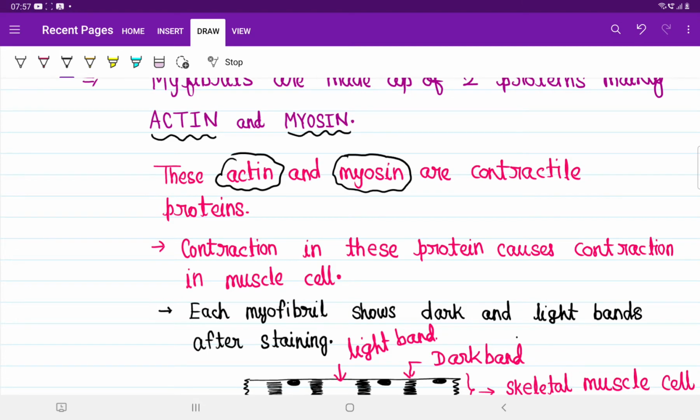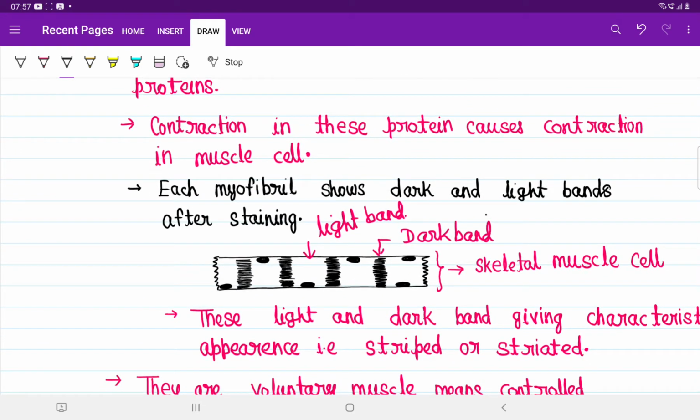Okay. Now when we did staining of the myofibril, we found that staining is required. Most of the cells in our body are transparent. So if you want to study them, you have to stain them, you have to color them, you have to use some dye for them. So we observed that some areas of this skeletal muscle cell were darkly stained, we called it the dark band. Some areas were lightly stained, we call it the light band.